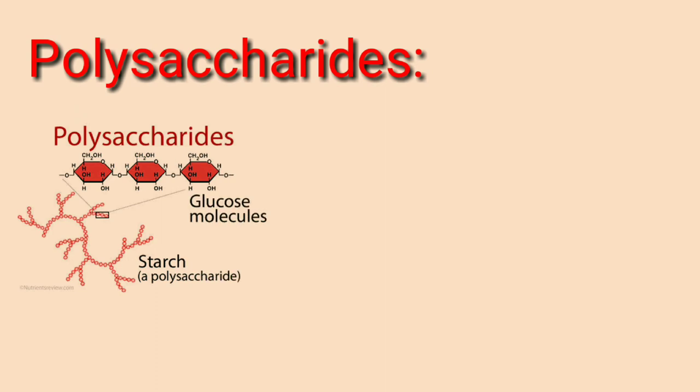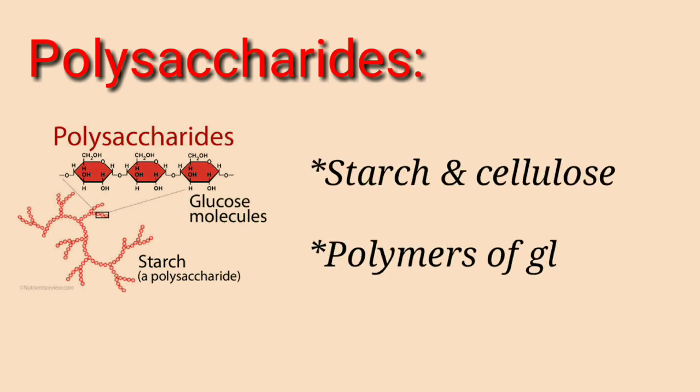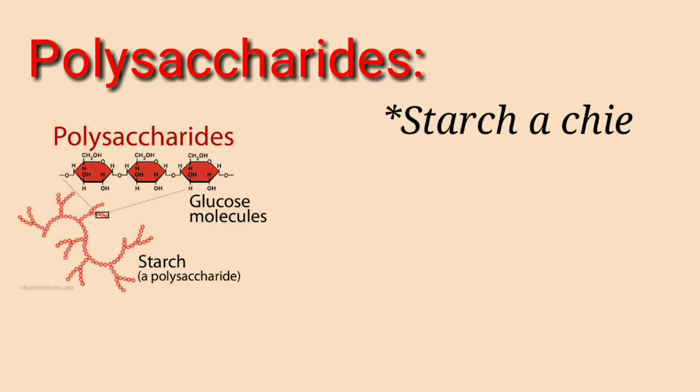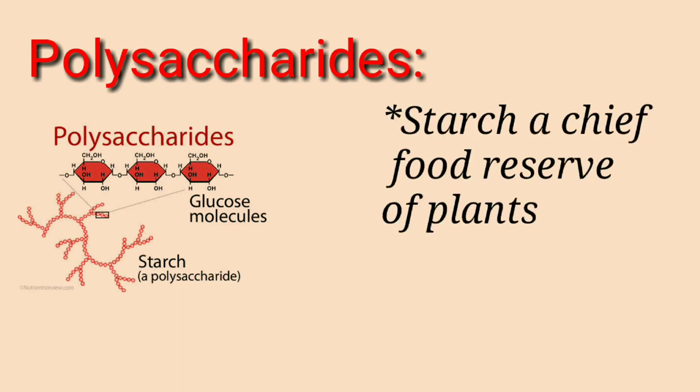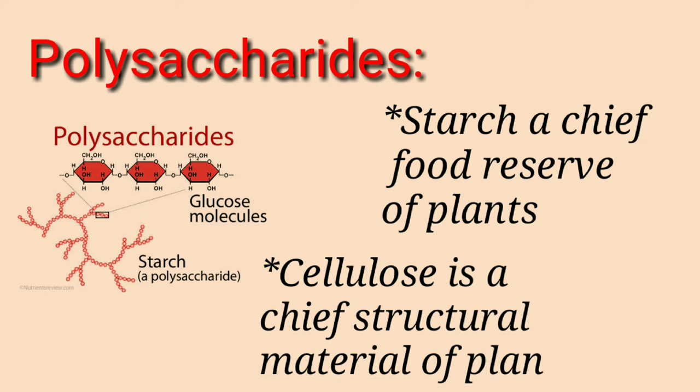Students, polysaccharides. Starch and cellulose are very common examples of polysaccharides. They are the polymers of glucose. Starch is a chief food reserve of plants, while cellulose is chief structural material of plants.